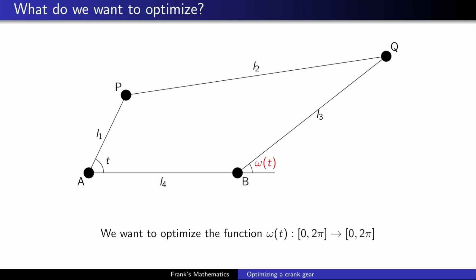So here again, you can see it in the non-moving version. We want to optimize the function omega of T. And it's clear that the function omega is somehow fully determined by the angle T and the parameters L2, L3, L4. It's now our job to determine an algebraic formulation for our omega T so that we can actually do some optimization. So let's start with some geometry.